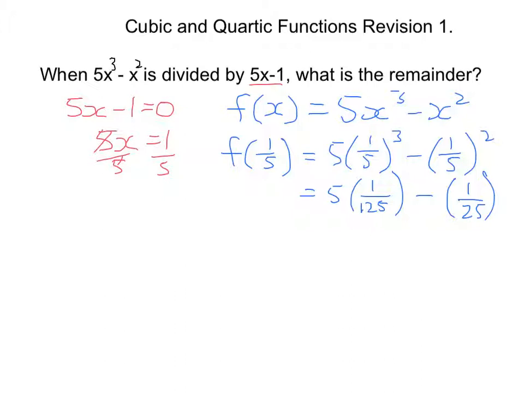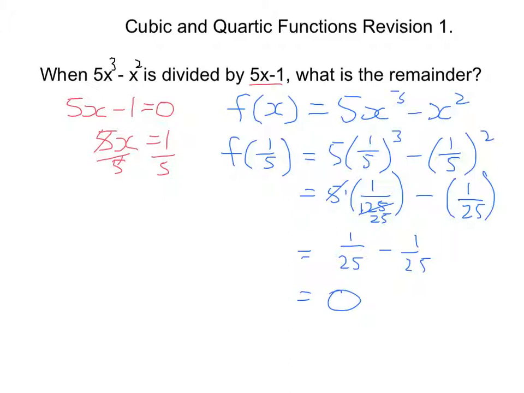Now I need to simplify this first bit, so I can go 5 divided by 125, or what goes into both. 5 obviously goes into both, so that 5 will cancel for a 1, and that will leave us with 25 on the bottom. So this will now simplify to become 1 over 25, take away 1 over 25, which equals 0. So we have a 0 remainder by doing it this way.